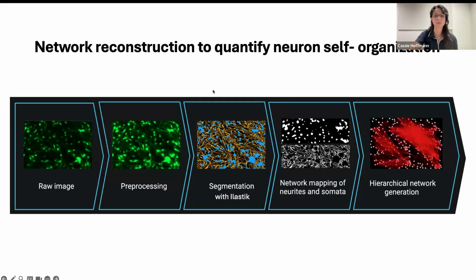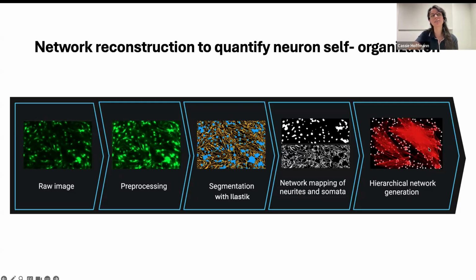This is a high-level overview of the network reconstruction pipeline for both 2D and 3D images. I did some pre-processing in Fiji, and segmentation with ilastik, which is a really great semi-supervised AI tool. It did a really stellar job of segmenting images even with very poor signal, so I was very glad to be using that. Then we mapped the somata to nodes and the neurites to edges to get this overall hierarchical network reconstruction.